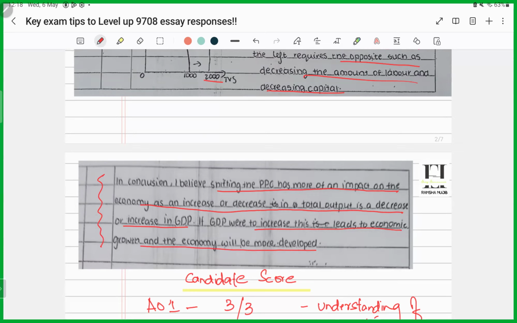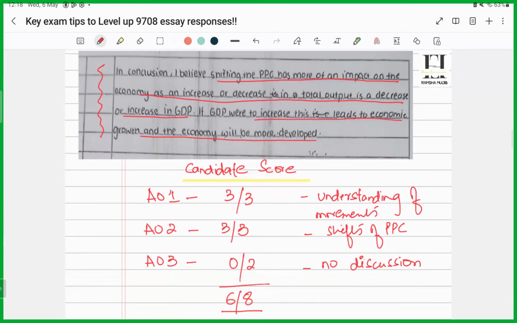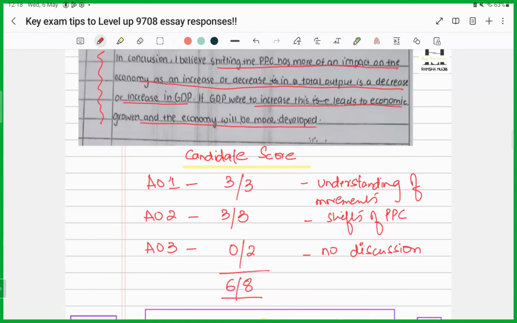The question was asking us to distinguish whether the shift or the movement along the curve has more of an immediate impact on the economy. But now you look at the answer given by the candidate, it does not address the needs of the conclusion. As a result, what has this candidate scored? What do you think would have been the candidate's score after producing this response? The examiner gave him a 6 on 8.